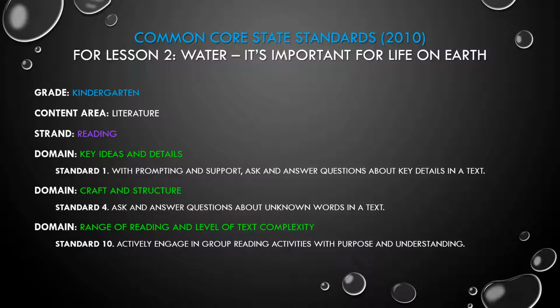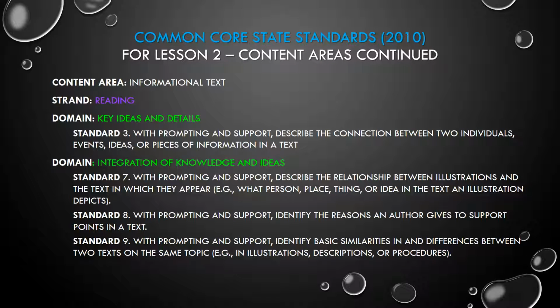These are the Common Core State Standards for Lesson Number 2, the content area of literature, the strand of reading, the domains of key ideas and details, craft and structure, and range of reading and level of text complexity. The content area of informational text, the strand of reading, and the domains of key ideas and details, and integration of knowledge and ideas.